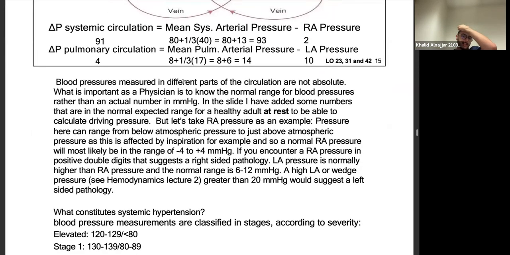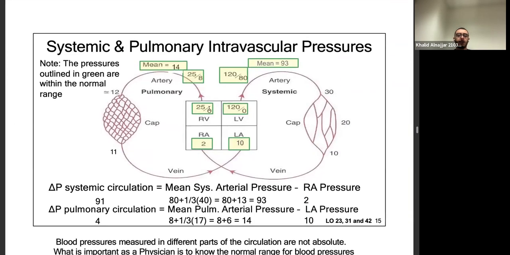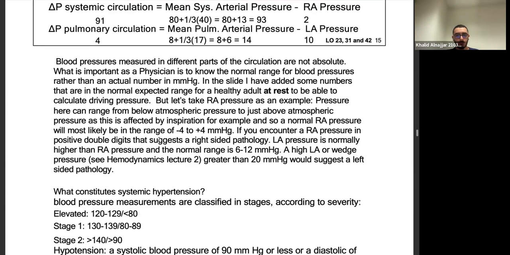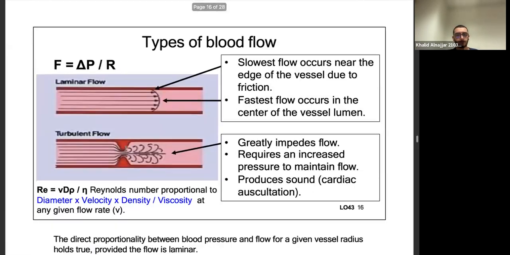The doctor here is trying to say something: as a physician, it is important for you to know the normal ranges for blood pressures at different points in the body, rather than the actual number in millimeters of mercury. Because if you know the expected range as a healthy adult at rest, you will be able to calculate the driving pressure. And he's giving some examples here, but I explained it all.